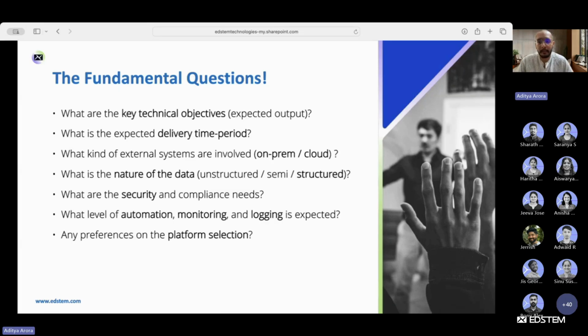Then delivery time period, valid for all projects. Again, more so for data projects as well, because you have data sources which are producing data and it grows by the day. So it becomes tougher to manage if you are trying to load all that maybe 3 months down the line compared to 3 years down the line. Then, what kind of external systems are involved? Again, a key decision making point in deciding the kind of tools you're using, deciding the kind of networking that you're going to be doing.